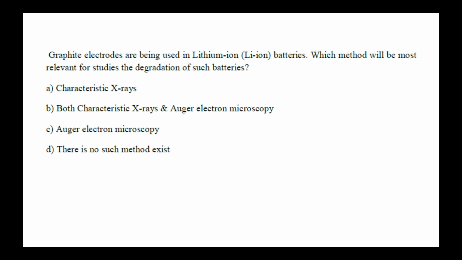Now it is a very good question. Graphite electrodes are being used in lithium ion batteries. Okay, it is very well known. And which method will be most relevant for studying the degradation of such batteries? Okay, how will you determine that your battery is degrading? By characteristic X-ray, by characteristic X-ray and Auger electron, or there is no such method. Yeah, how will you determine your battery is degrading?